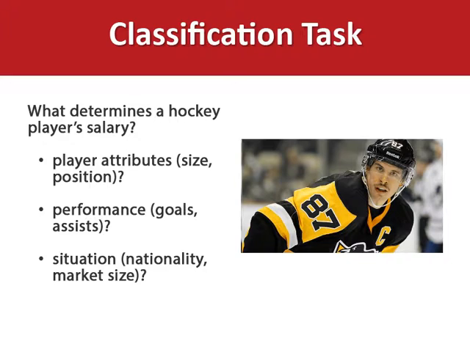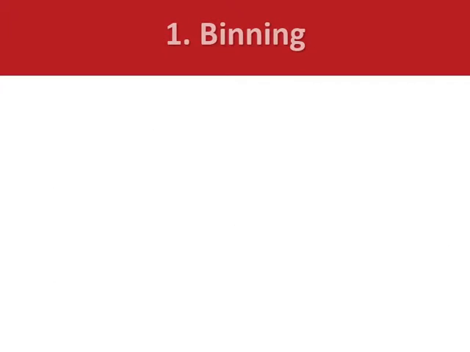So what we want to do is take a data set that contains hockey player salaries plus all these situational player and performance data points and try to see if we can learn any interesting relationships. The first thing we're going to look at in KNIME is this idea of binning a continuous response variable, which means transforming it or recoding it into a categorical response variable.